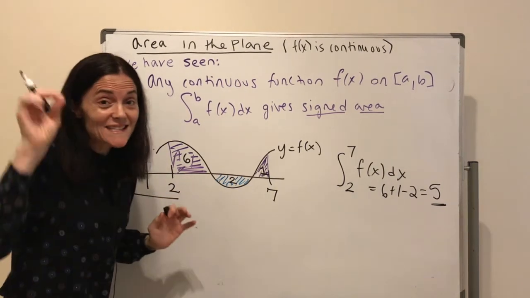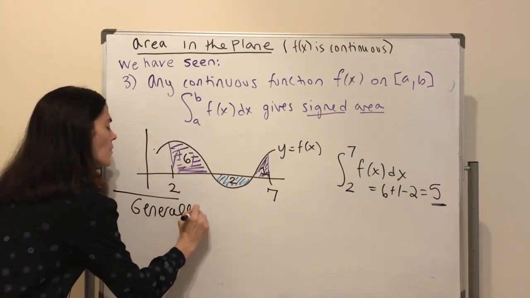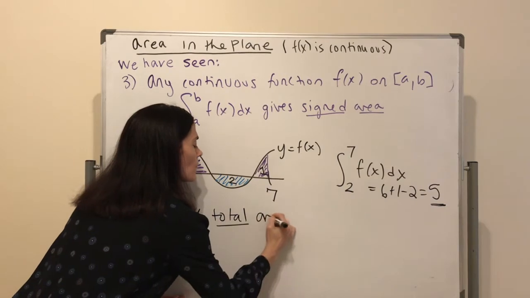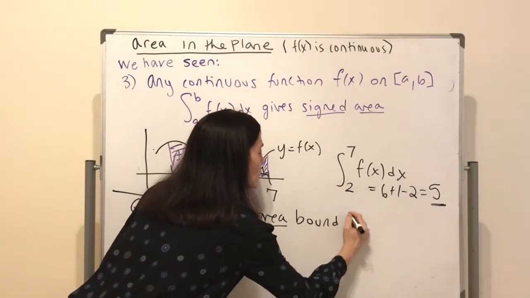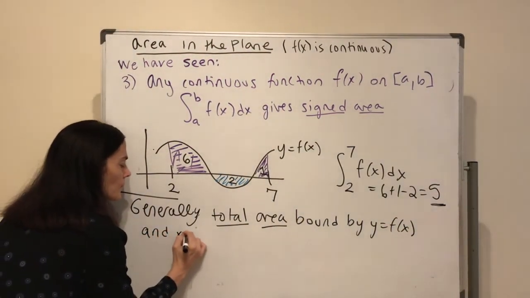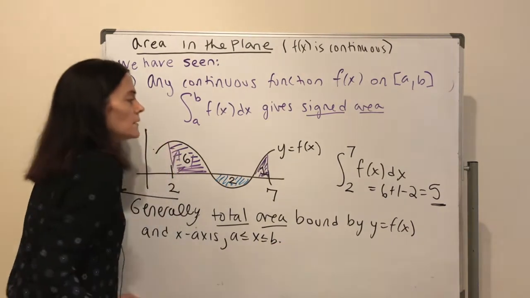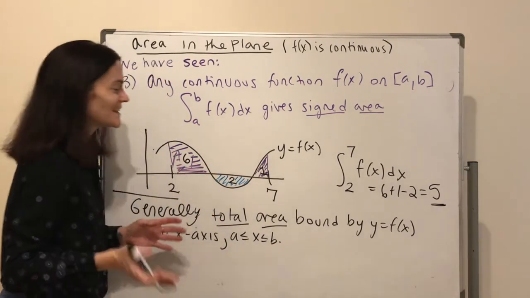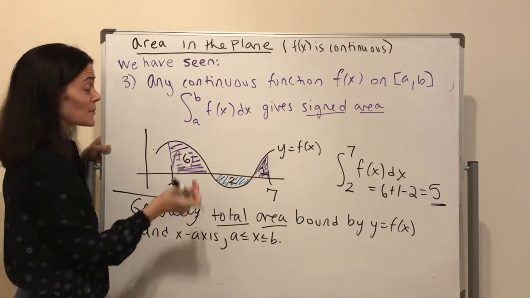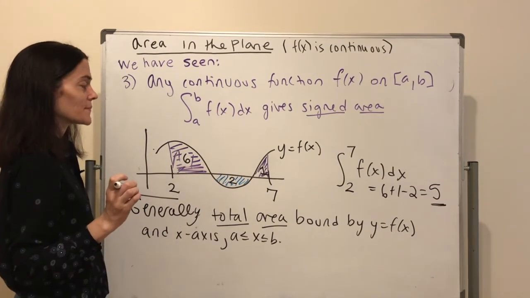If we go back to 1 and 2, those said something about total area. So generally, and this is starting what's new, if we want the total area bound by a function and the x-axis, for a less than or equal to x less than or equal to b, what would it be in this case? Because we see areas and we can look and add. The total area, we just add up these numbers: 6 plus 2 plus 1. We get 7 and 2, we have 9. The total area is 9.